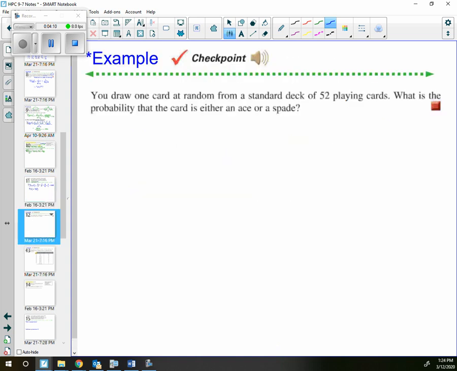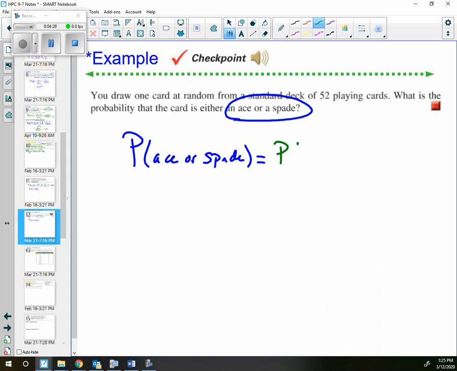All right, let's try another one. You draw one card at random from a standard deck of 52. What's the probability that the card is either an ace or a spade? So the probability it's an ace or a spade. All right, so this is kind of like the example I was giving before. So how many cards in the deck are aces? Well, there are 4 of them. So this would be the probability of getting an ace. Plus the probability of getting a spade, right?